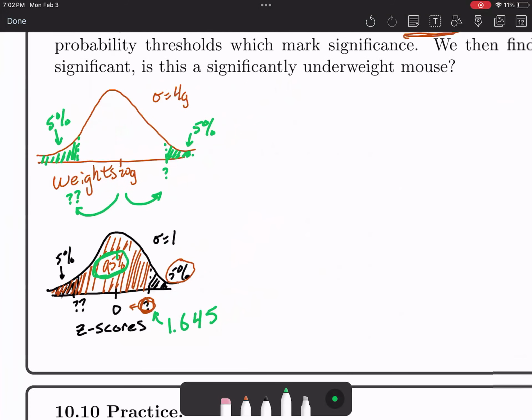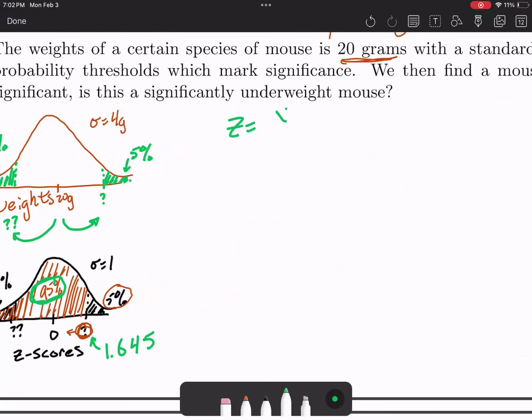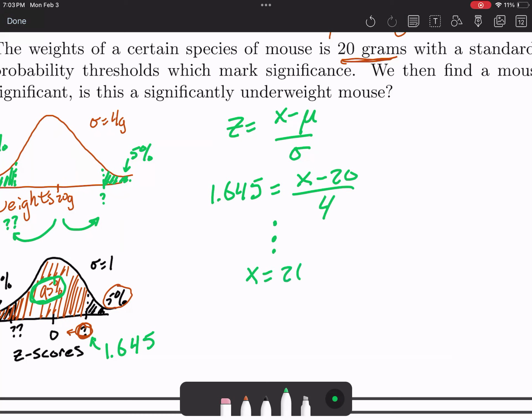So knowing this, let's look at our z-score equation. Point minus center over standard deviation. If the z-score is 1.645, then I can find that unknown point, knowing that my average needs to be 20 and my standard deviation needs to be 4. Now, if you solve this, you find that x has to be 26.58. So that is that point right there. So any mouse that weighs more than 26.58 grams is going to be inside this significant region. The probability of that happening is less than 5%.